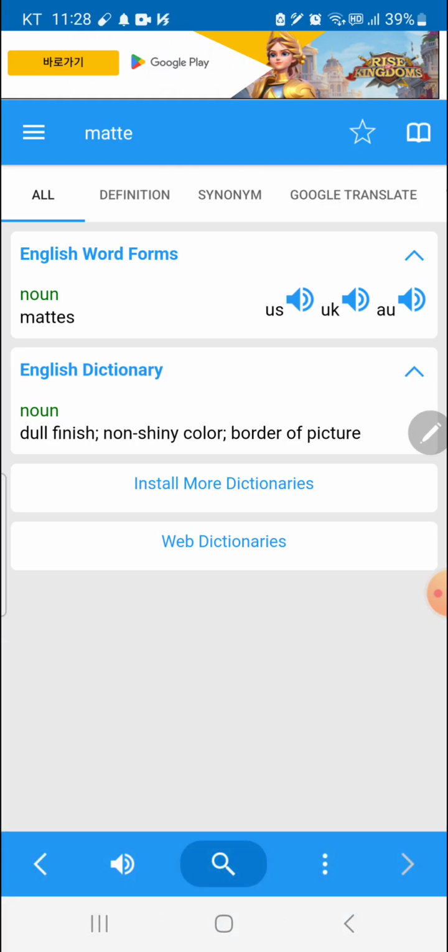Matte. Full dull finish. Non-shiny color. Border of picture. Dull finish.